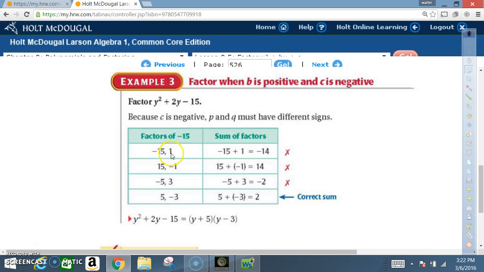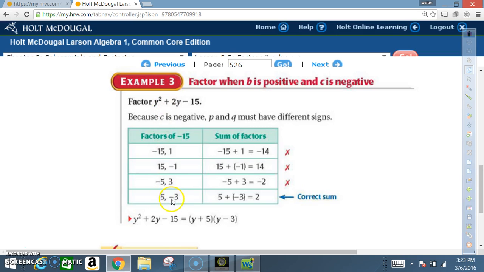Negative 15 times 1 does give me a negative 15. However, if I add negative 15 plus 1, that'll give me a negative 14. So that doesn't work. A negative 15 times a negative 1 would give me a positive 15, and when I add, it's going to give me a negative 16. Negative 5 times 3 gives me a negative 15 by multiplication, but when I add, it gives me a negative 2. I'm looking for a positive 2.